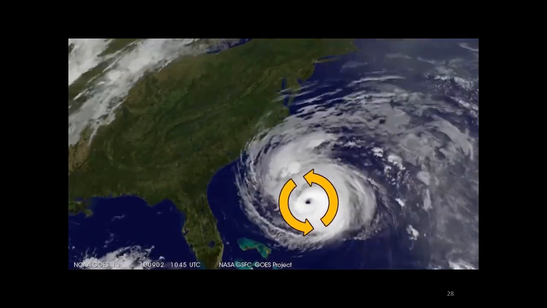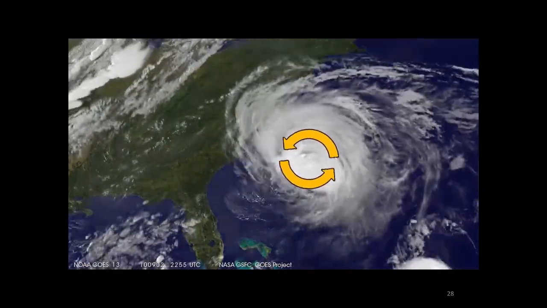What this results in is a circular air current spinning counterclockwise, and that's exactly what hurricanes are, low-pressure cells spinning because of the Coriolis effect.